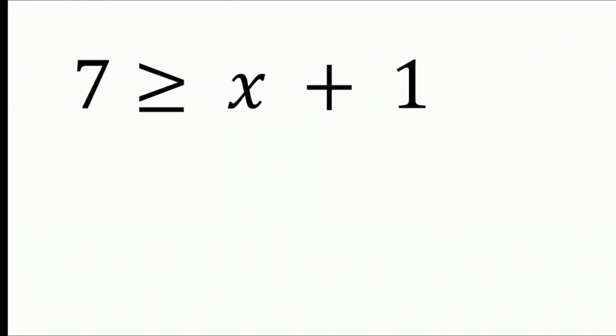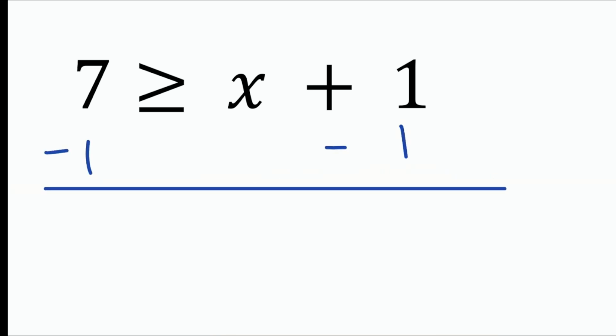example. So my party people, we have 7 is greater than or equal to x plus 1. To get x by itself, we see that we are adding 1 to the x. So everybody, what's the opposite of adding 1? Yep, subtract 1. Now, where are we subtracting 1? Both sides. So we're going to subtract 1 over here and subtract 1 over there.